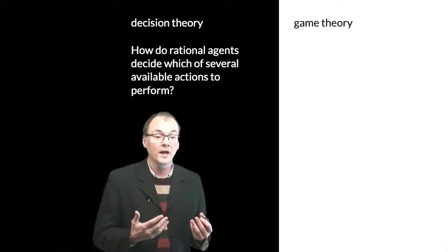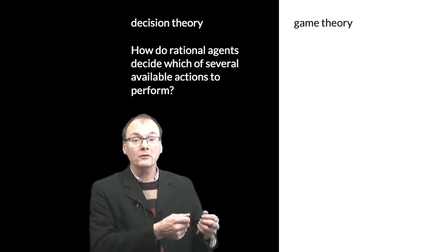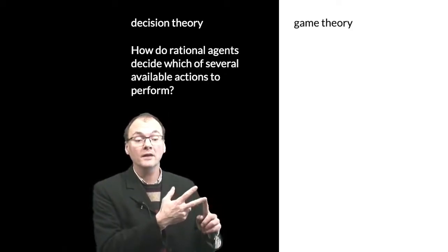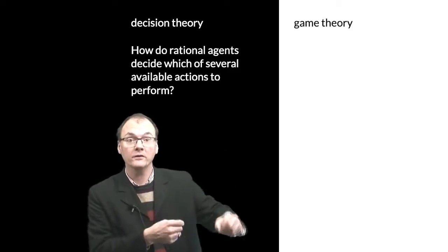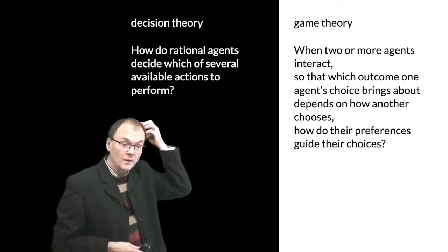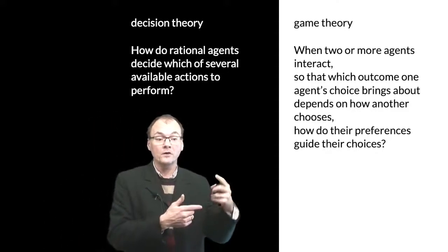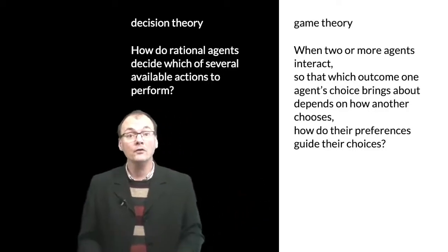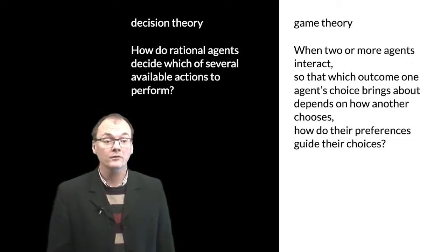Now there is, if you like, a special case of decision theory, but also an extension of decision theory called game theory. It's a special case because in a sense game theory involves a sort of simplification of decision theory, and it's an extension because game theory allows us to study not just individual agents, but rather agents who are interacting with each other. So a game theorist is often trying to answer this question: when two or more agents interact, so that which outcome one agent's choice brings about depends on how the other chooses, and conversely, how should their preferences guide their choices on the assumption that they are rational?